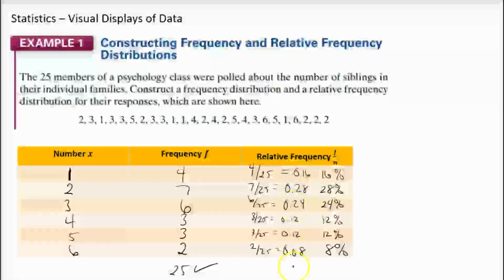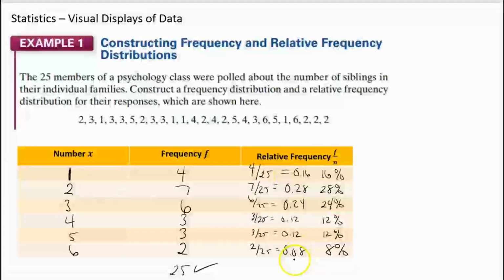When you leave it as a probability, or a regular relative frequency without changing it to a percent, it should add to 1, because 100% is 1. So I'm checking. And 16 plus 28 plus 24 plus 12 plus 12 plus 8 does add to be 100%. So listen, I really encourage you to check these. Your frequency should add to be how many people were polled, or whatever your data is, the total number of data points, and your relative frequency should add up to be 100%.